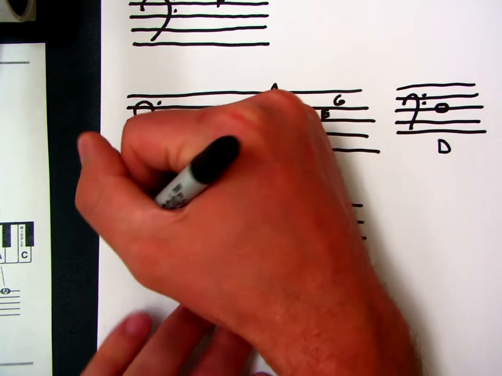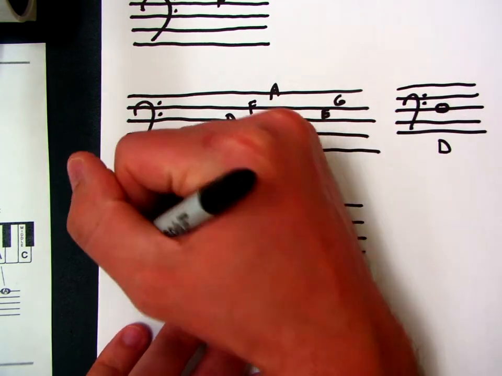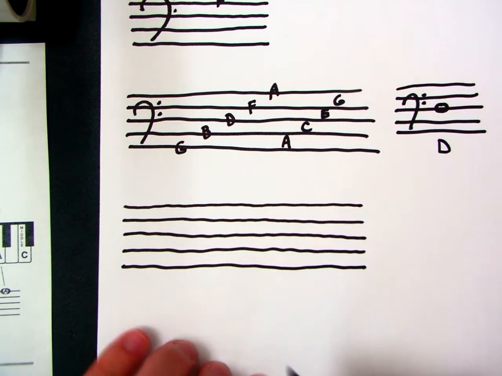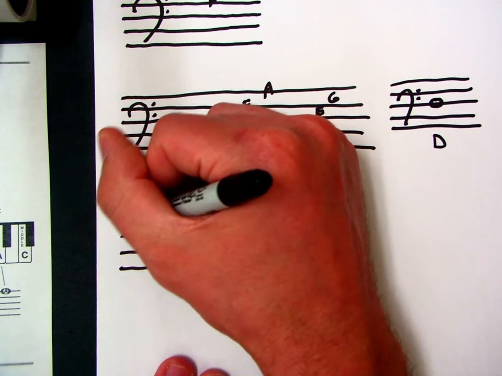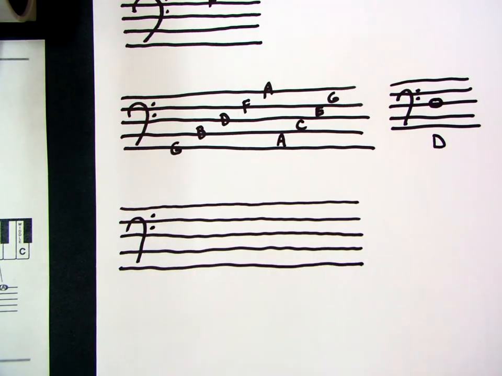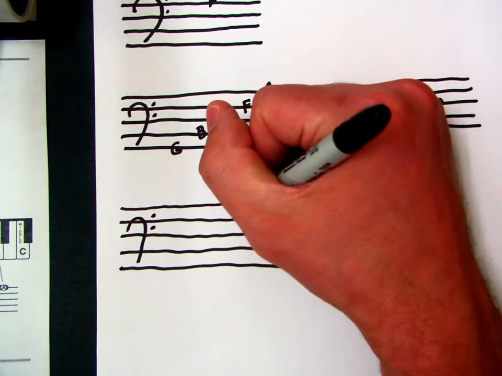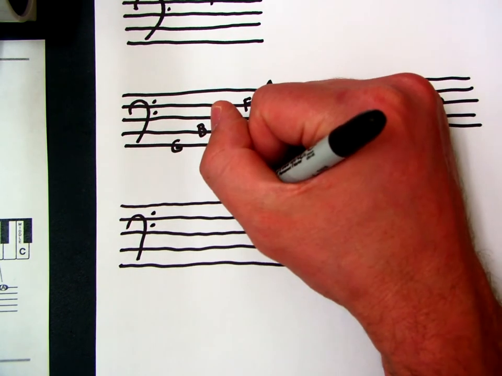Lines don't have to be perfect. That's perfectly fine. Alright, 5 lines, 4 spaces. Draw your bass clef, 2 dots. I think it's smarter to go through it this way. We know that between the 2 dots is the note F.